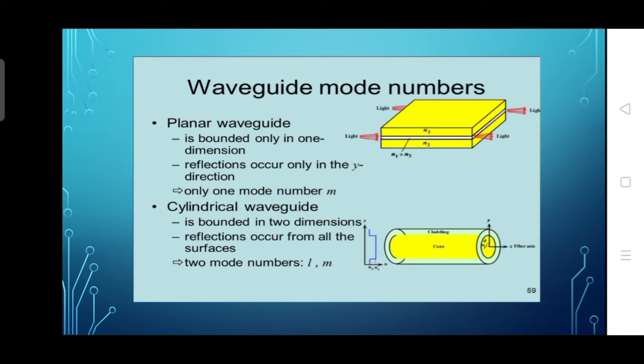So, waveguide mode numbers. For better understanding, we have to compare the planar waveguide to the other type of waveguide. So we compared it to the cylindrical waveguide. A planar waveguide is bounded only in one dimension, and reflections occur only in the y direction, so only one mode number M, while in a cylindrical waveguide, it is bounded in 2 dimensions, and reflections occur from all the surfaces, giving mode numbers L and M. So here are their illustrations.